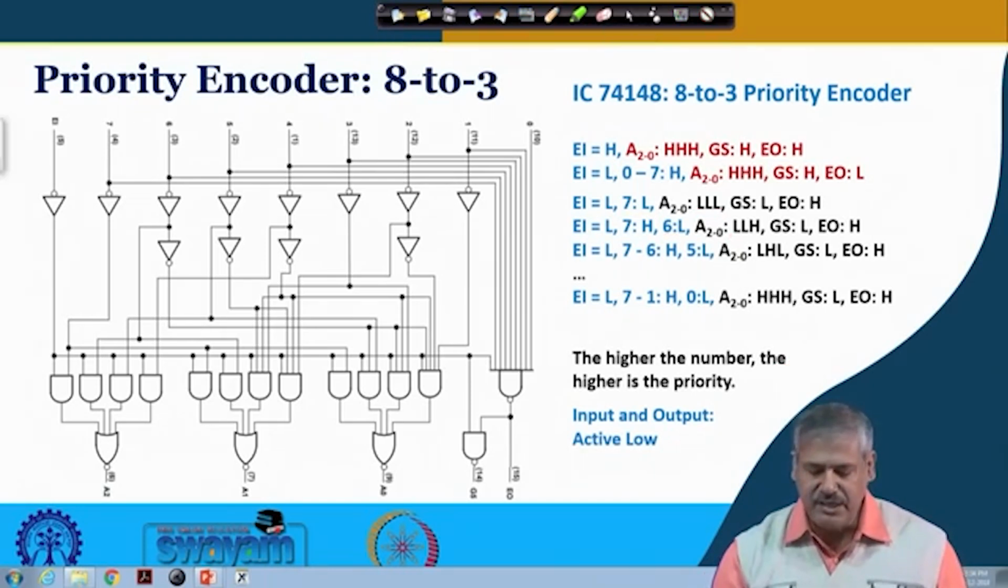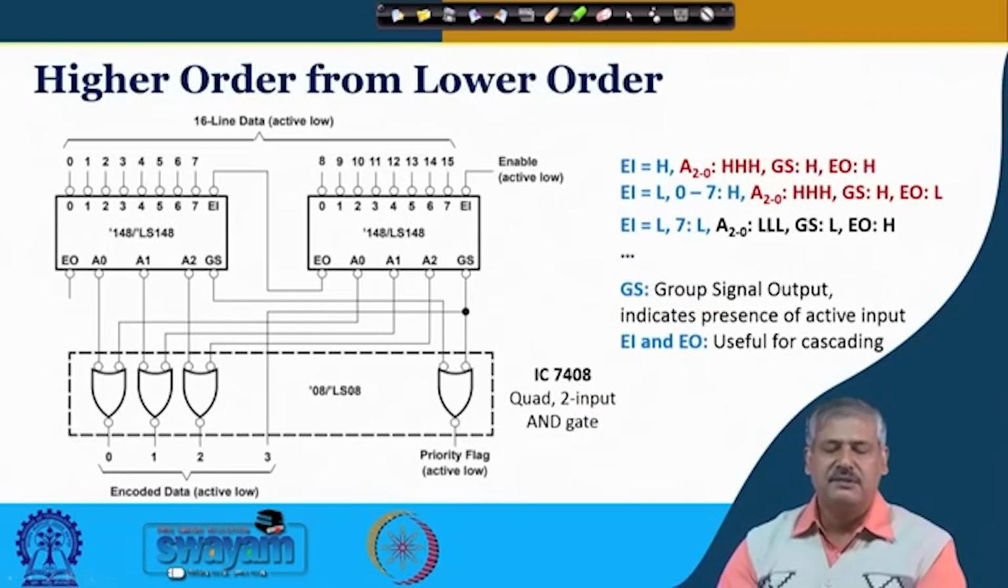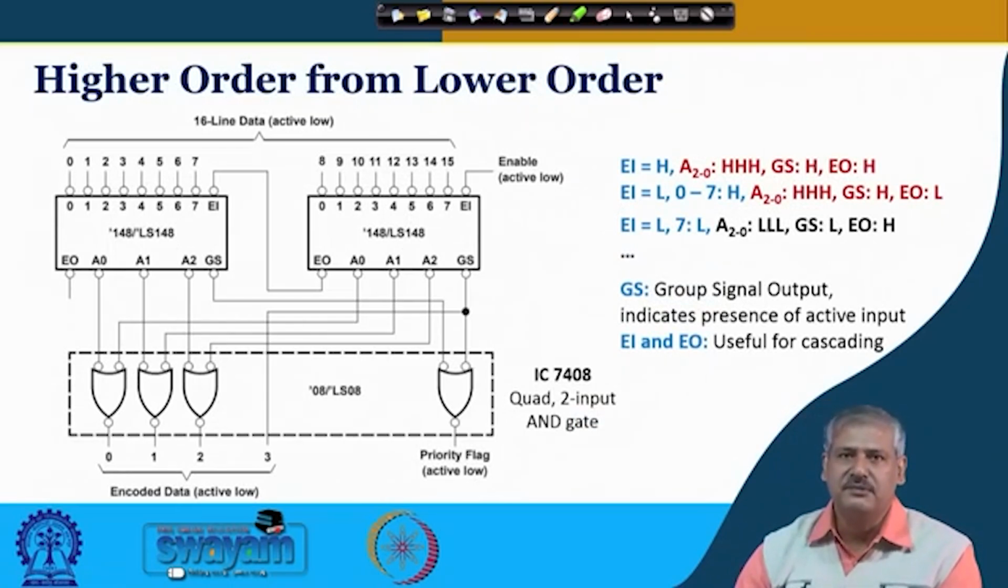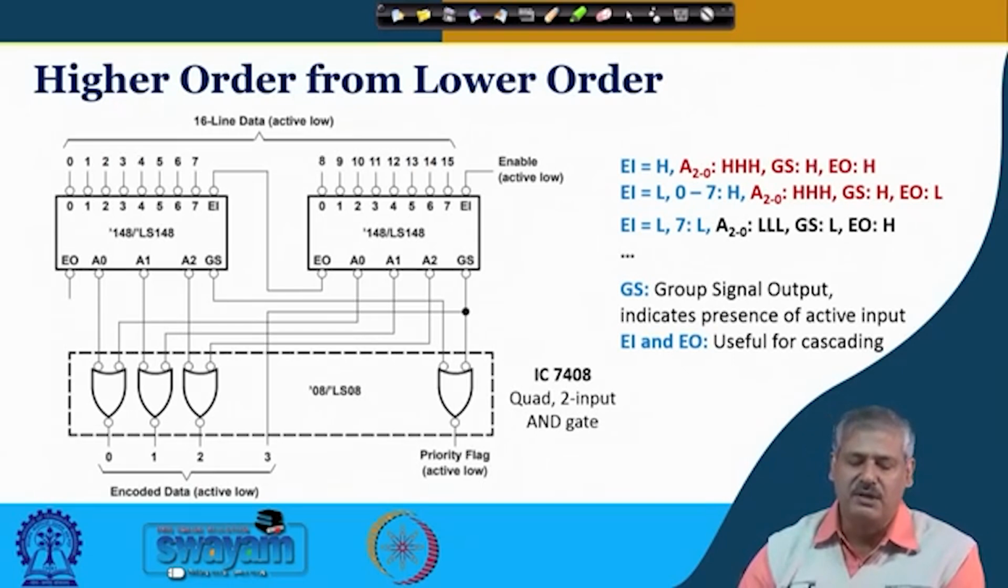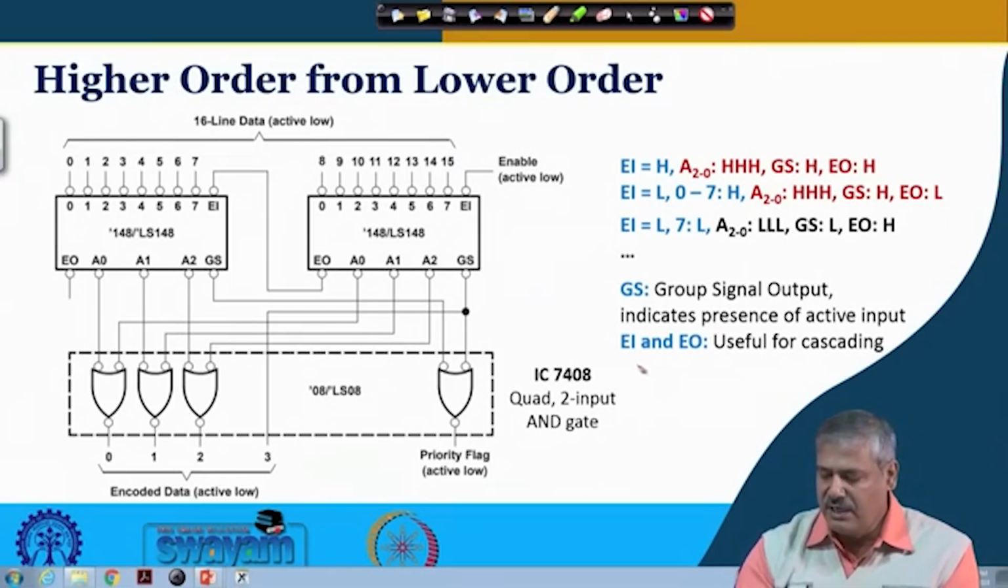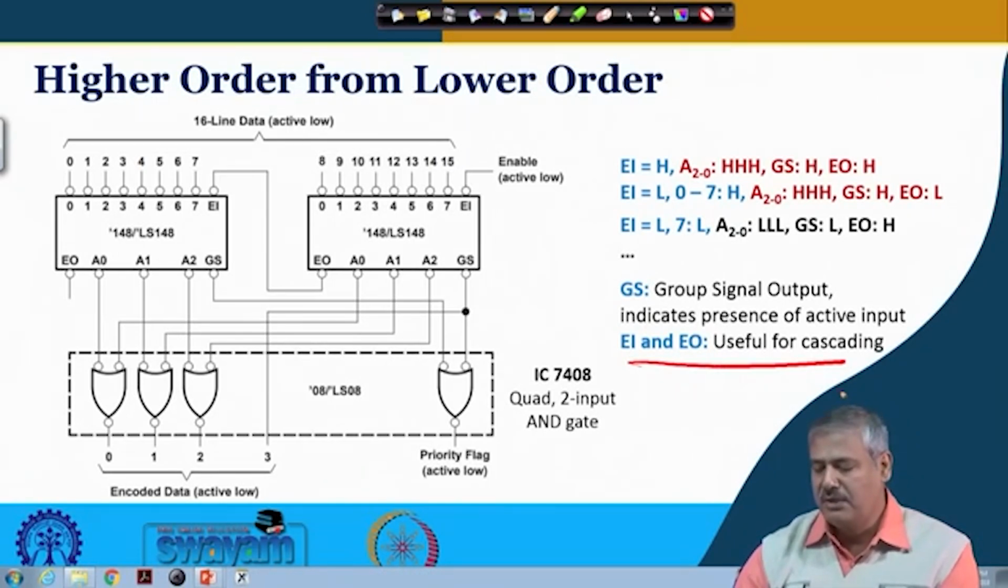And finally, we see how this can be used for enhancing the size of the encoder. So, this is higher order from lower order for IC 74148. So, this EI and EO, enable input and enable output, are useful for cascading. So, this is what we have seen. This is the corresponding connection.